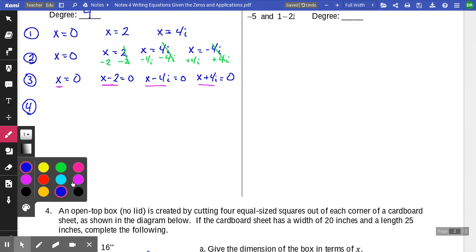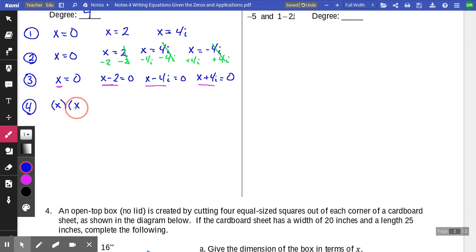Okay, so whether there's one term, two terms, three terms, we'll take whatever's over here, put it inside parentheses as our factors. So this polynomial would have factors of x and another factor of x minus 2 and a third factor of x minus 4i and a fourth factor of x plus 4i. And so we're going to be finished now as soon as we have multiplied all of these factors together.